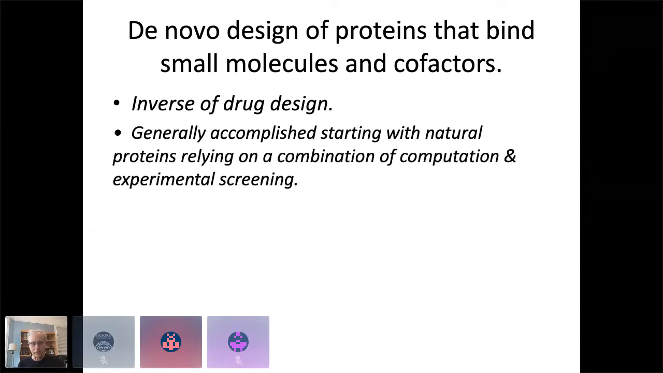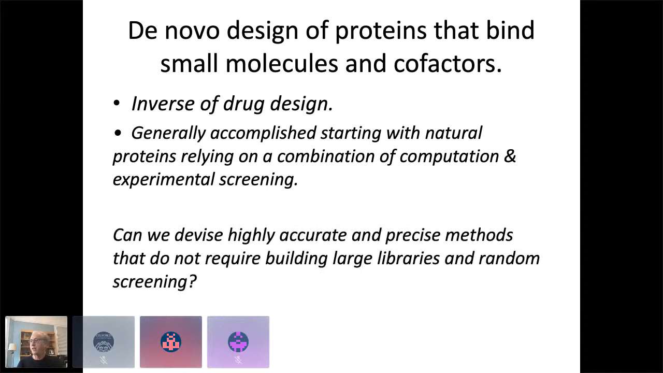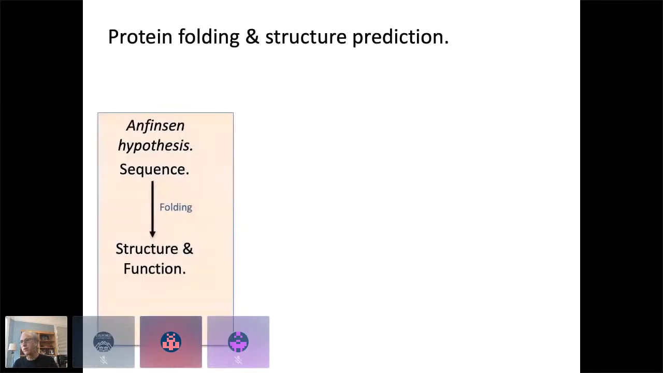We've been able to design all types of folds and even proteins that bind to protein interfaces, but it's been much, much, much more difficult to design proteins with deep invaginations that can bind substrates. And when it's done, it generally requires starting with natural proteins, not always, but generally, and really relies on combinatorial screening in the laboratory rather than making the first thing, going to the lab and finding that it works. So can we devise highly accurate and precise methods that do not require building large libraries and random screening?